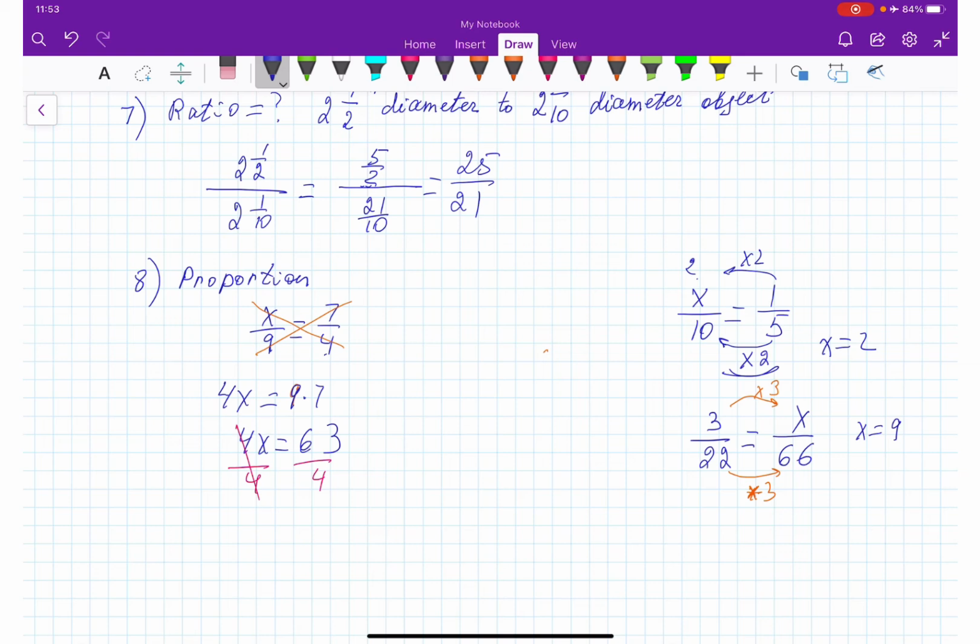If you plug in 63 over 4 instead of x, you will get 7 over 4. You want me to show you? I'll show you one time. So plugging in where x is.